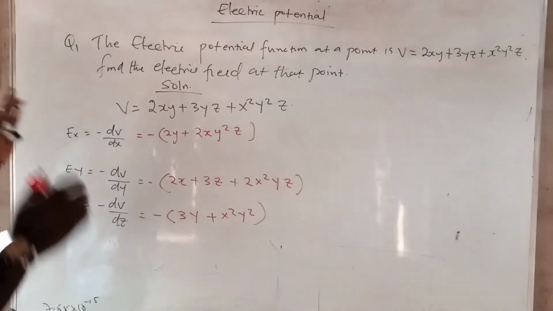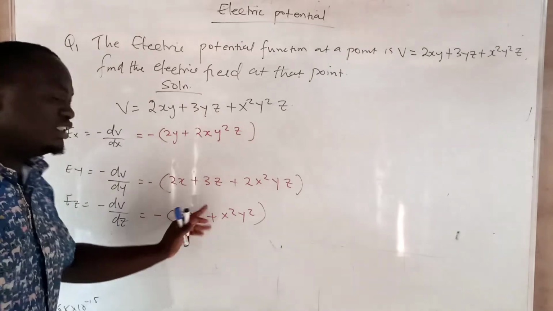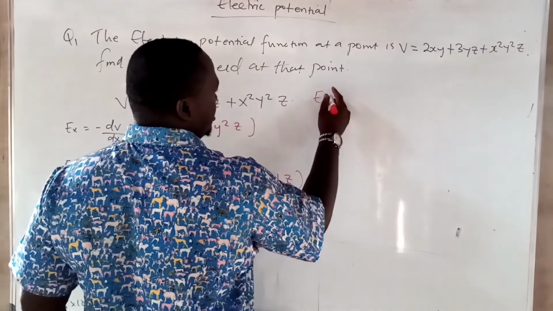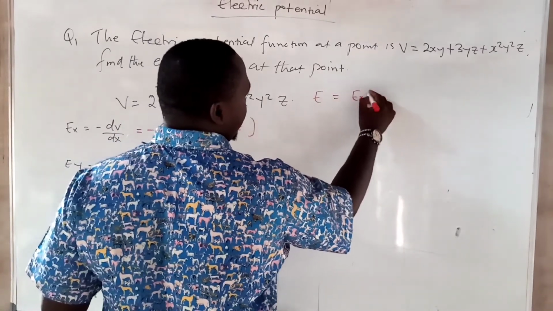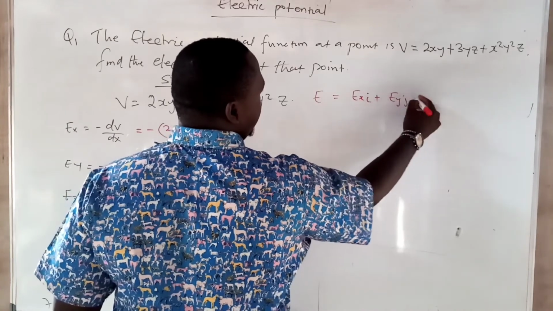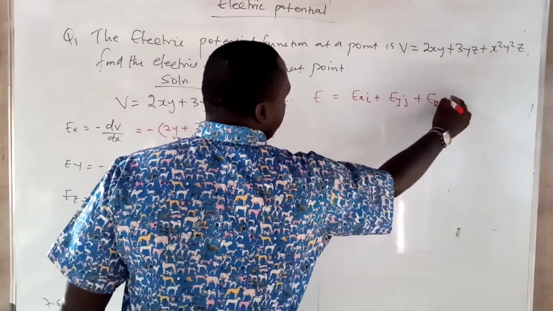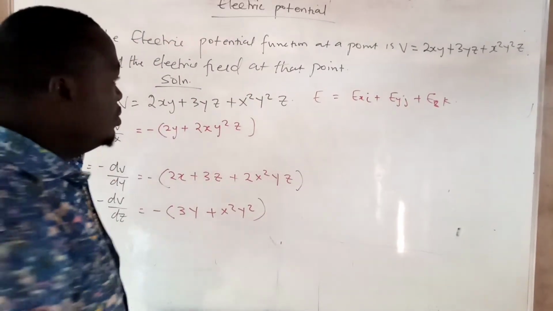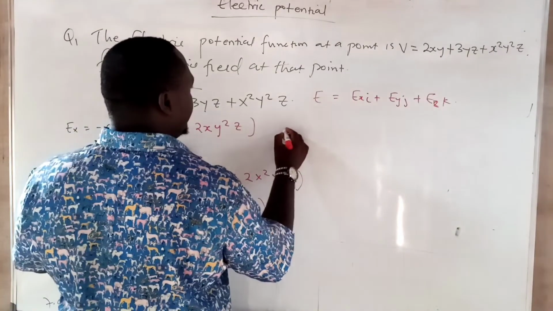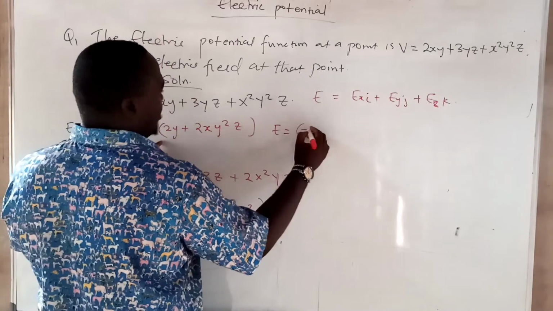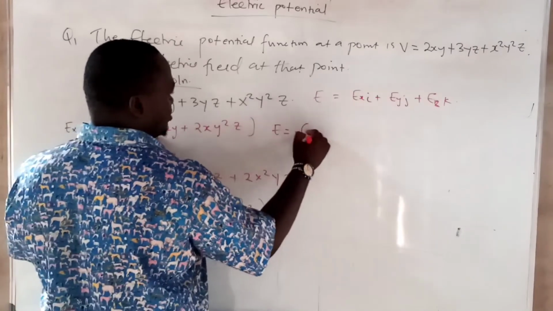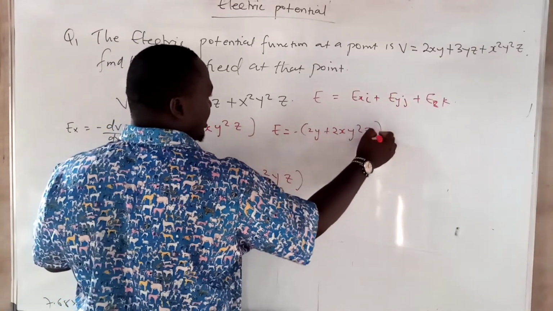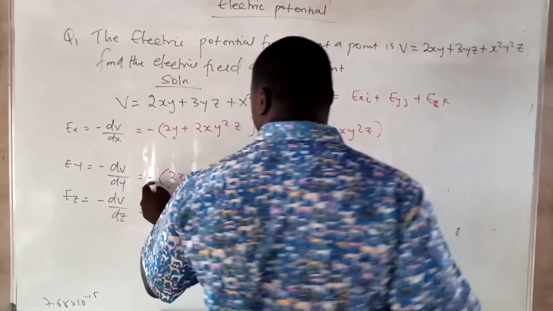Now, for me to get the electric field at the point, it's just for me to plug in these values, and that should be it. The formula is that E is equal to Ex i plus Ey j plus Ez k. Now, look at Ex i, the x, the y. I've already solved this. So, putting them together, this will give me E is minus, remember we have a minus bracket, 2y plus 2xy squared z. Now, it's supposed to be plus here, but here it is minus because of the formula.